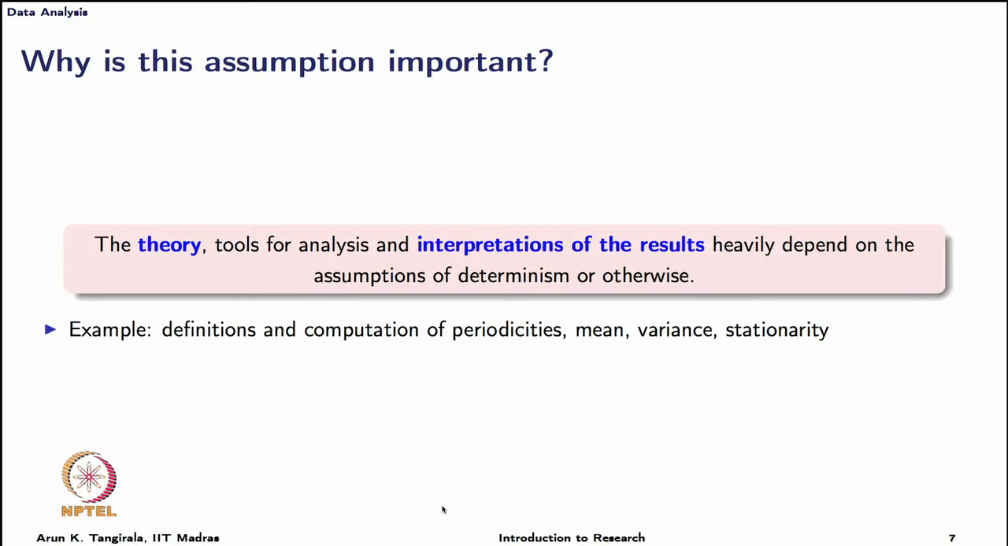So, the bottom line here is whether you are looking at mean, variance or any other characteristic of the signal, you have to really go back to the books and ask how are these defined for the signal that I am looking at. If I am looking at a deterministic signal, what is the definition of periodicity? What is the definition of mean? If I am looking at a stochastic signal, what is the definition? And then only you can make meaningful interpretations.